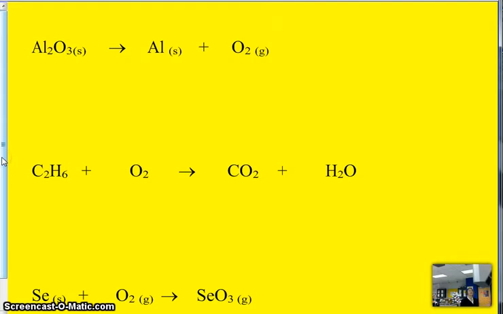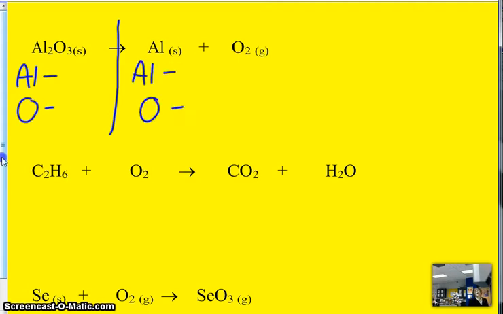Here's your next one. Again, draw a wall where your arrow is, list and count. Every capital letter is a new element. So how many atoms of aluminum are there here? 2 and oxygen 3. Aluminum 1, oxygen 2. So pick somebody that's not balanced that would be easy to balance. If there's 2 aluminums over here, I could get 2 aluminums over here by putting a 2 in front of aluminum. 2 times 1 gives me 2 aluminums.